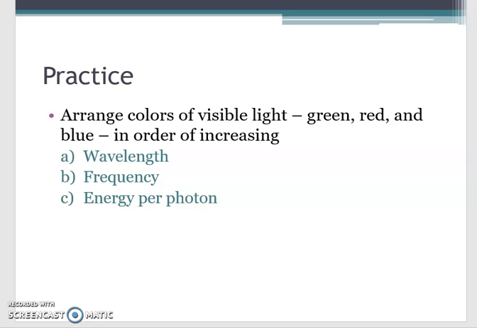So let's go ahead and order visible light, green, red, and blue, and then order it the same thing in order of increasing wavelength, frequency, and energy per photon. Take a minute to answer these questions. If you need to pause the video, go ahead and do so.